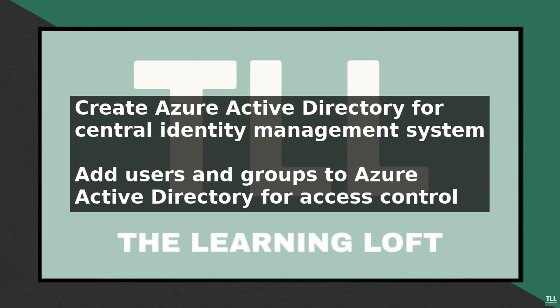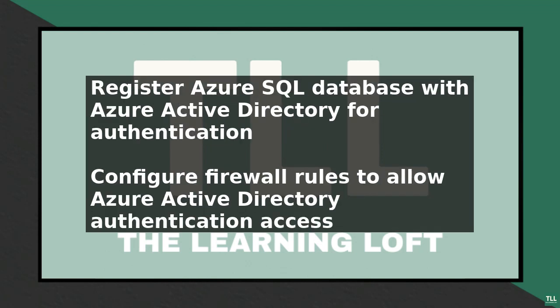Next, you need to register your Azure SQL database with Azure Active Directory, which will enable Azure Active Directory authentication for your database. To do this, navigate to the Azure portal and select your Azure SQL database. Then, click on Active Directory Admin and select Add Admin. Here, you can choose an existing Azure Active Directory user or group to be the admin of your database.